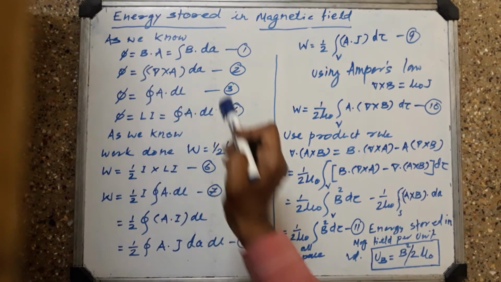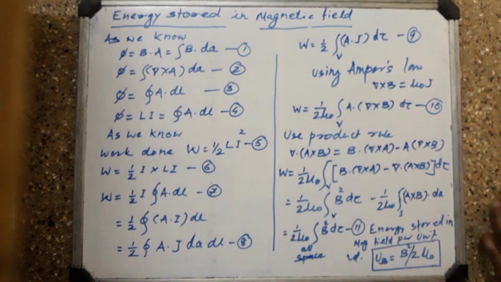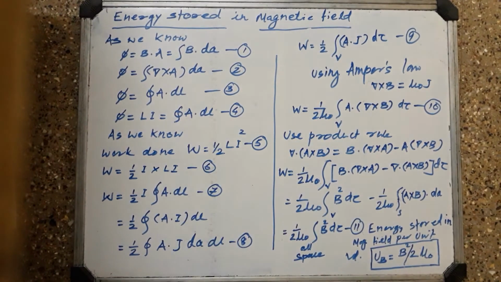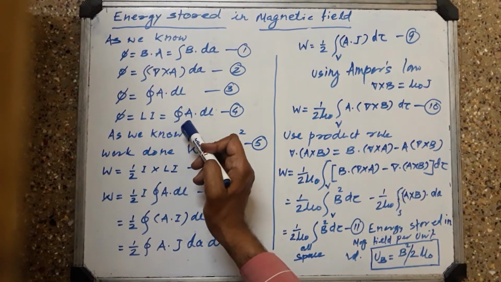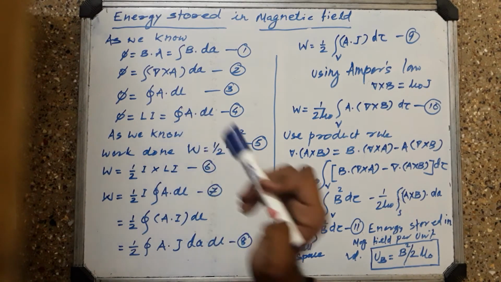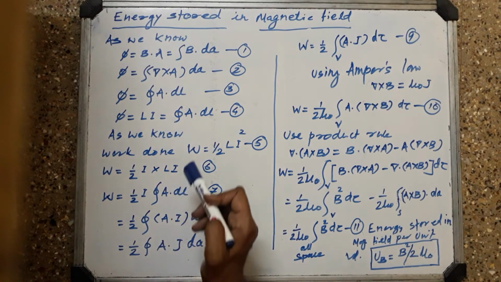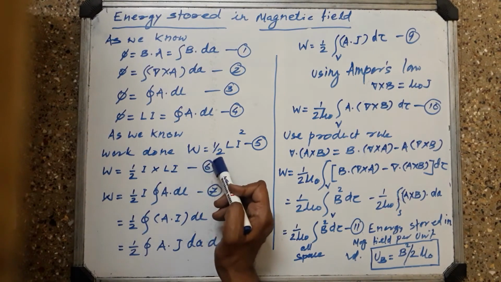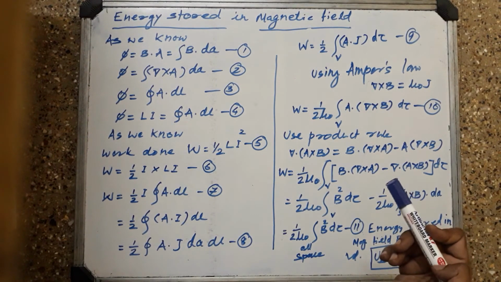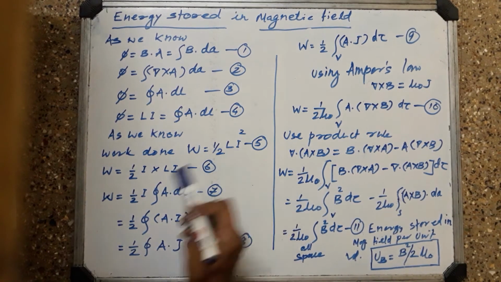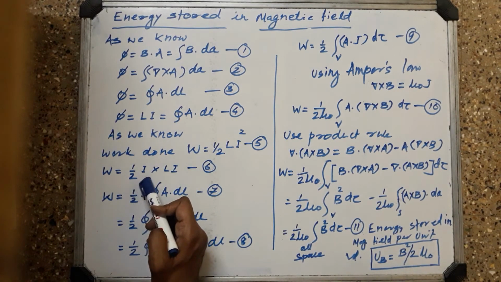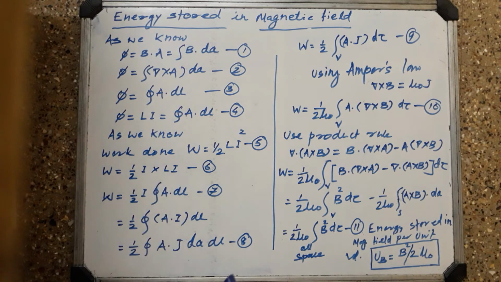So using Stokes theorem, I will write phi equal to integral of A dot dl. Also you know that phi equal to Li equal to integral of A dot dl. Also we have seen W equal to 1 by 2 Li square. This is the work done. So this work done I will write 1 by 2 I into Li.